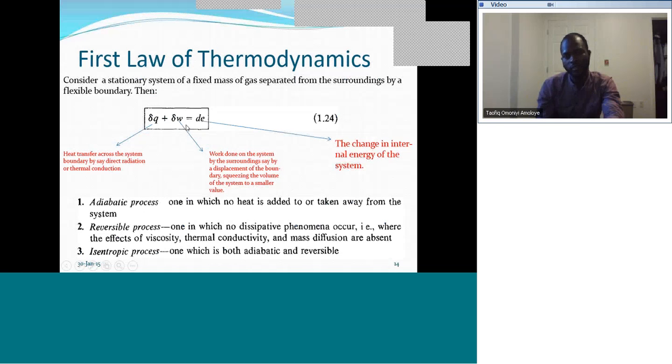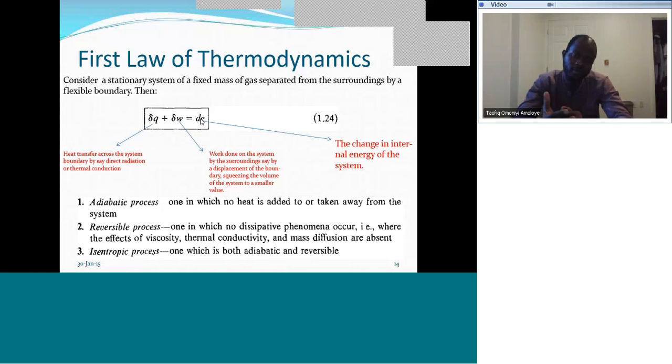But this is a total derivative because it's a state variable. Internal energy is a state variable. It doesn't depend on the process. So if a process increases the internal energy, or if it decreases the internal energy, it's just there. It's not dependent on the process that brings it about. So that's why it's de.